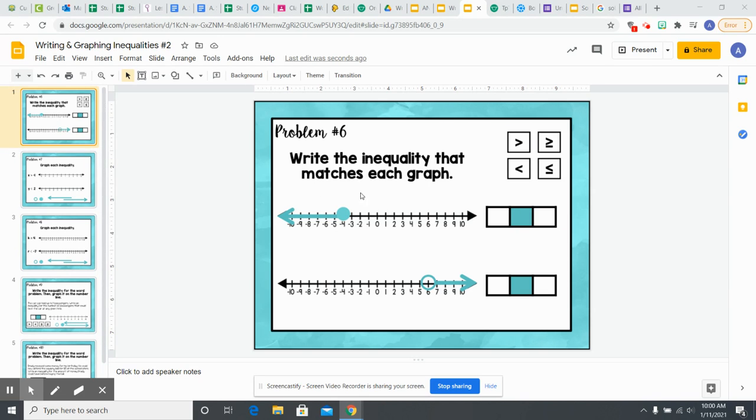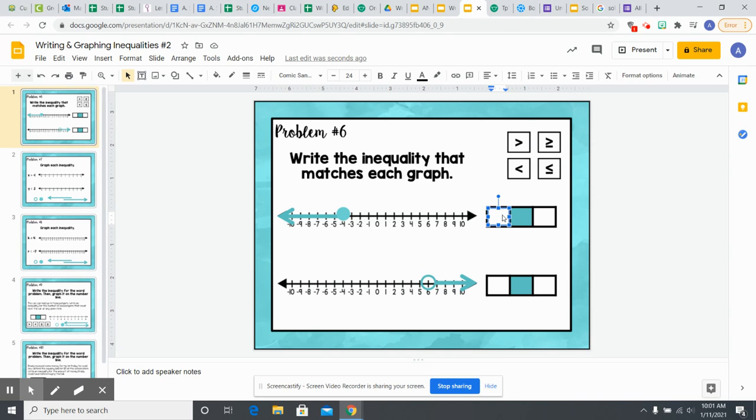So we're doing the same thing where we stopped yesterday on problem number 5. We're figuring out how to write the inequality that matches each graph. So remember, closed circle is our or equal to, which is the lines underneath. Open circle has no or equal to, it's just our inequality signs without the lines underneath. So we know for this first one, since it's a closed circle, it's going to be between these two.